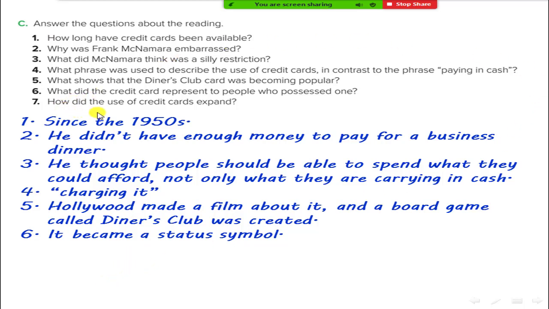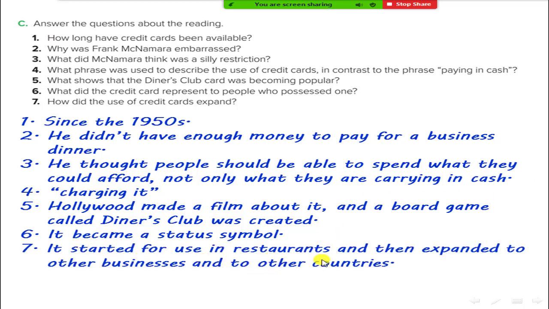And the last one, how did the use of credit cards expand? Okay, Ayman. It started for use in restaurants and then expanded to other businesses. Very good. Thank you, Ayman. Of course, it began in restaurants and then expanded to other businesses and other countries, and to airports, supermarkets, and malls. Stores can now use credit cards.